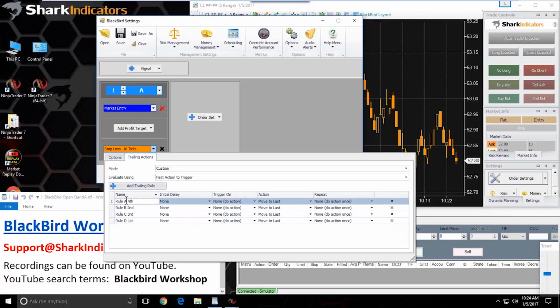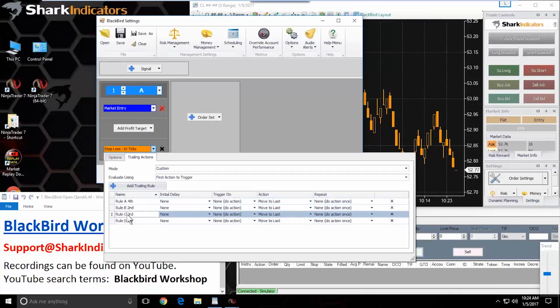All right, so basically rule A would always have the lowest priority, right? But if only rule A was trying to fire off, then rule A would execute, and it would move your stop loss because, right, there was no conflict with the other rules. So as long as rule A was the only trailing rule that was trying to execute, then rule A would go ahead and execute, right?